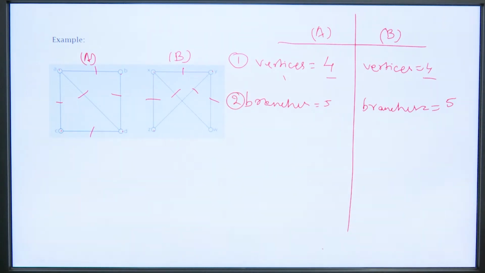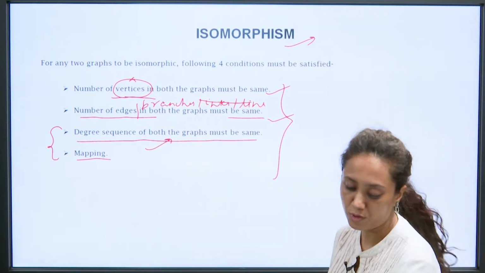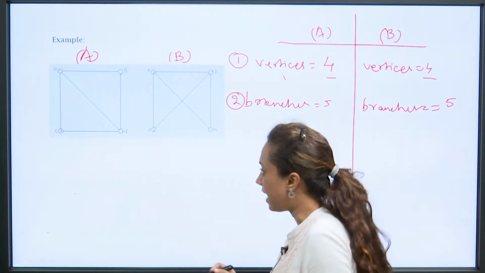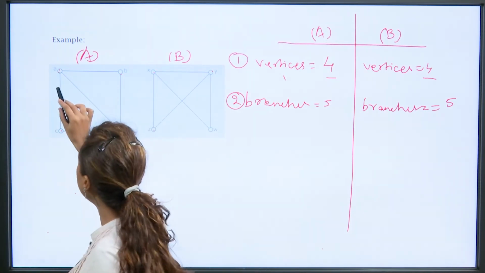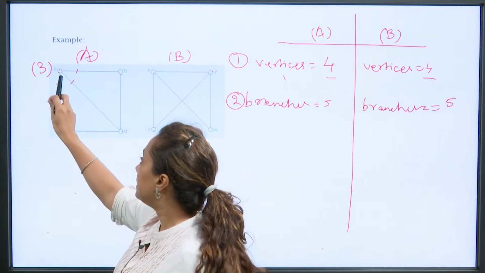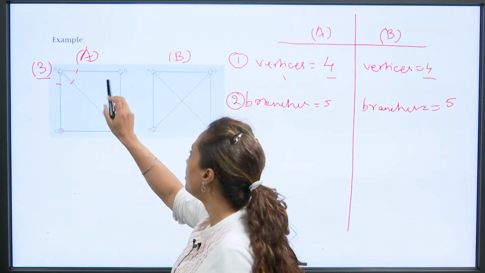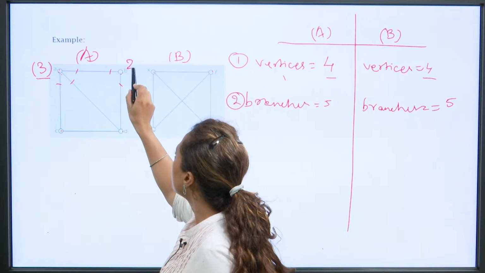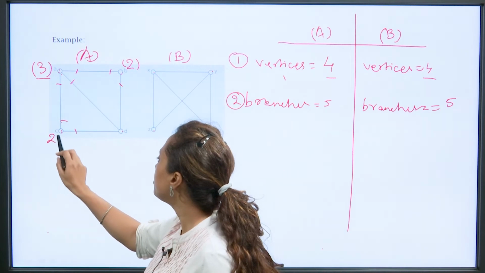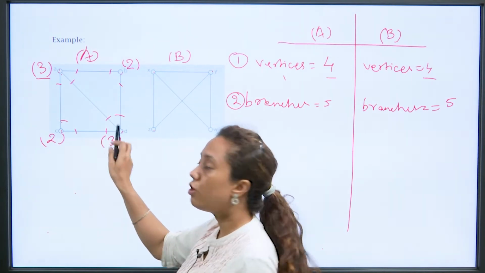Now, we come to the third one, which is the degree sequence, right. The degree sequence of both graphs must be the same. What does degree sequence say? Let us see. This node A is connected with 1, 2, 3 branches, so this is the degree of node A. This node is connected with 3 branches, so the degree is 3. Similarly, node B is connected with 1 and 2 branches, so its degree is 2. Node C is connected with 2 branches, so its degree is 2. Similarly, node D is connected with 1, 2, 3. This is the degree of each node.